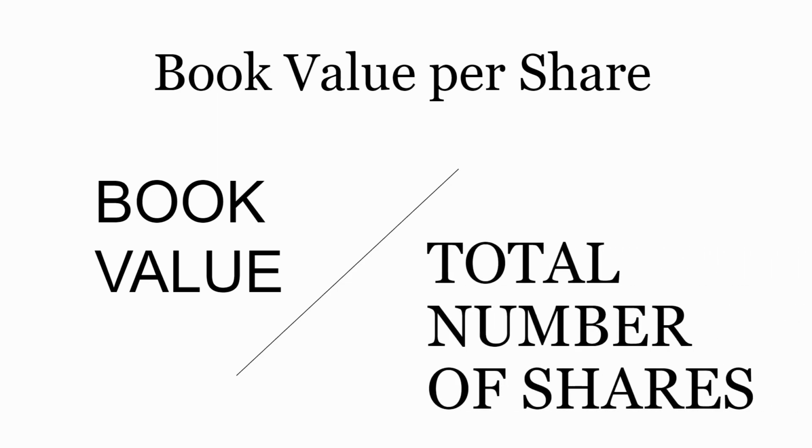You can calculate the per share book value by taking the book value and dividing it by the total number of shares.